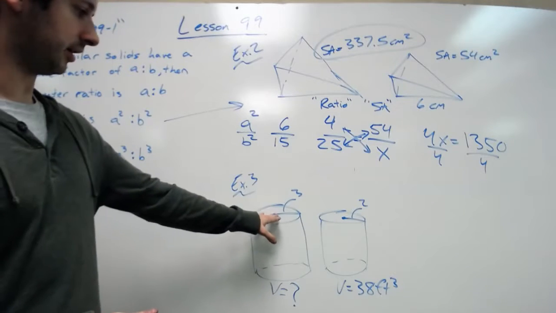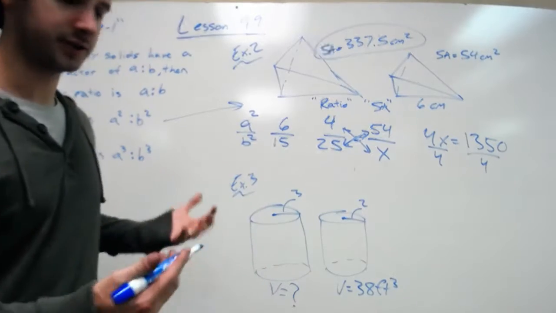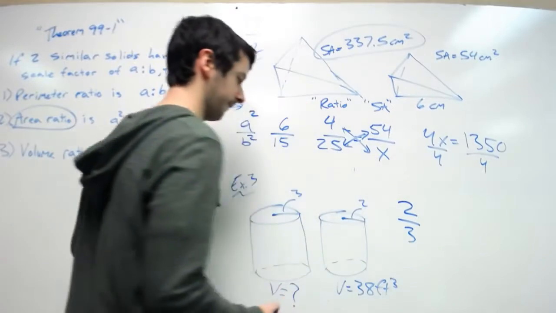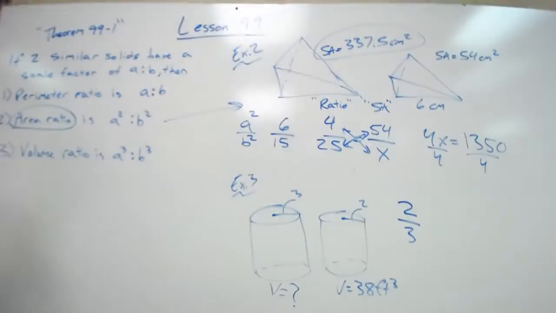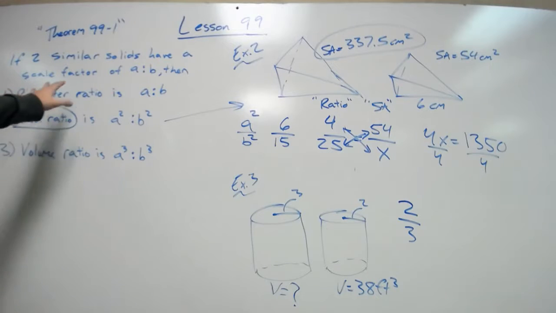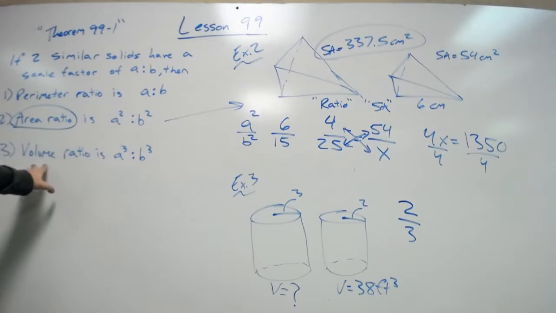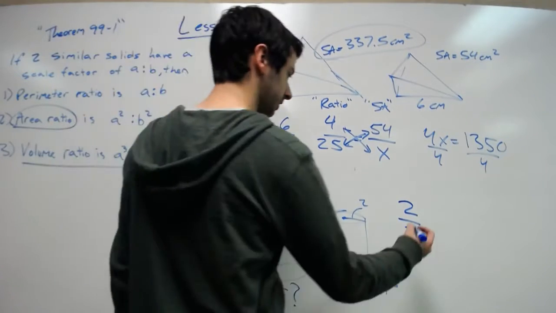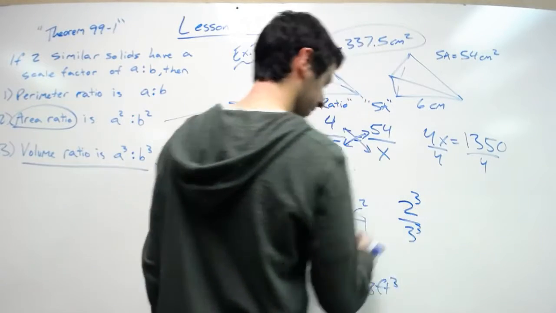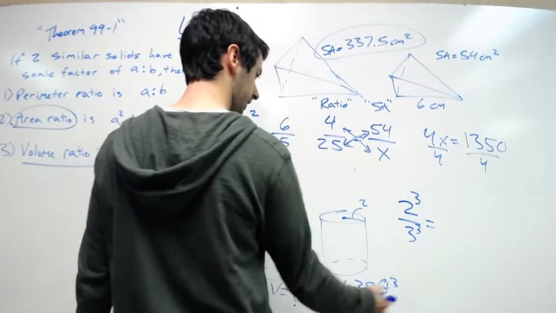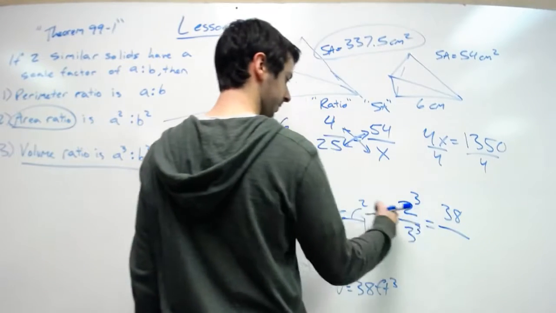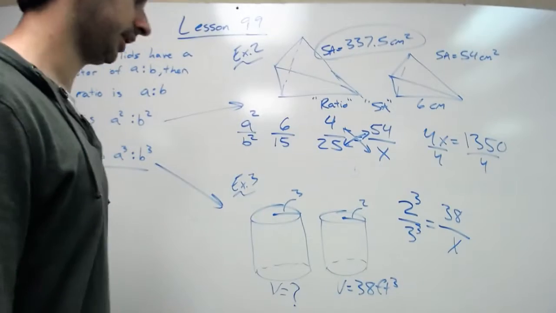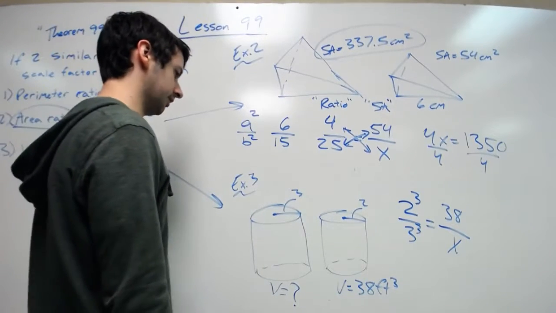The radius of the small, I'm going to go small to large. The radius of the small is 2. The radius of the large is 3. So that is our A to B ratio. And remember, when it says for any A to B ratio, a scale factor of A to B, what we're going to need to do if it's volume now is we're going to need to cube our A and B. So we cube them. We put 38 on top, since that corresponds with the top with its own radius. And we need to find the volume of the bigger cylinder.